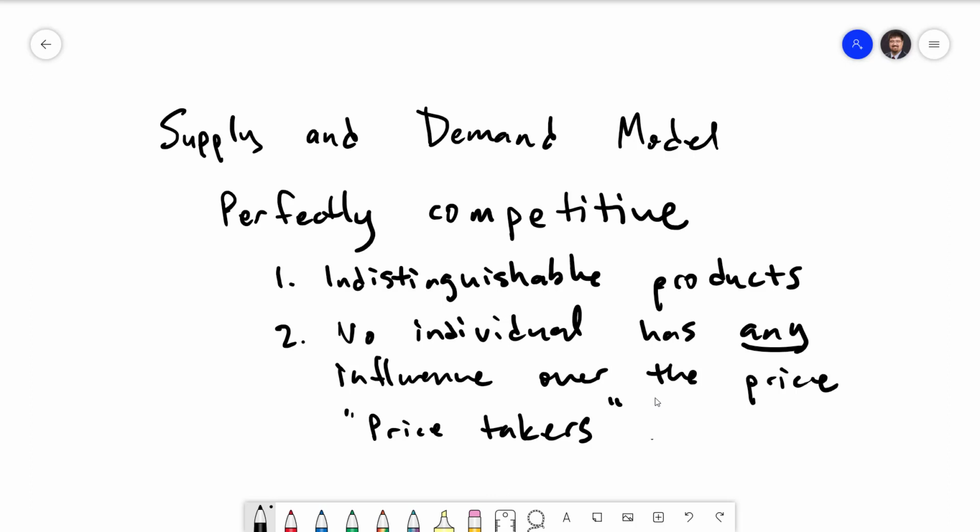In real life, these are very strong assumptions that are usually not true. We often think about the markets for agricultural commodities as the closest thing that we can get to perfect competition. If you think about the market for wheat, there really aren't any brand names. Wheat that comes from one farm versus another is basically the same. Although this model does not exactly reflect reality, it's a very good starting point for thinking about how markets work.